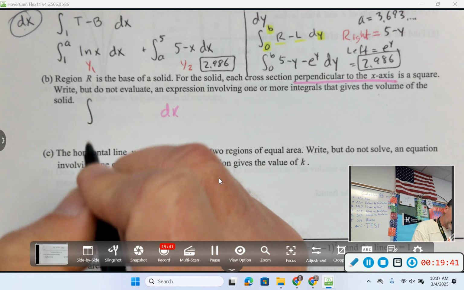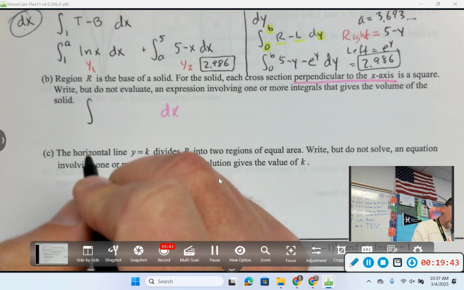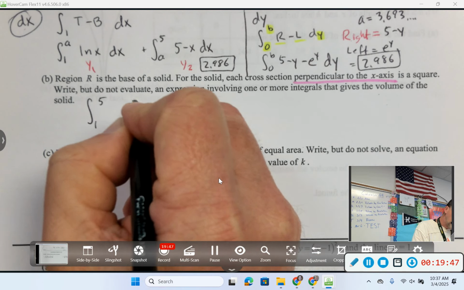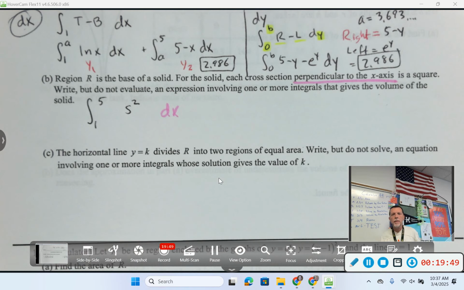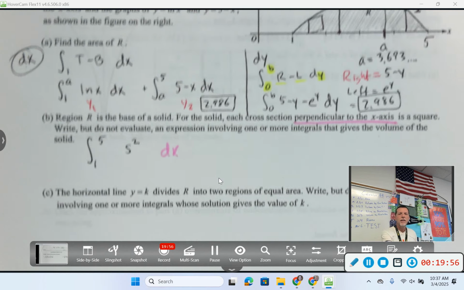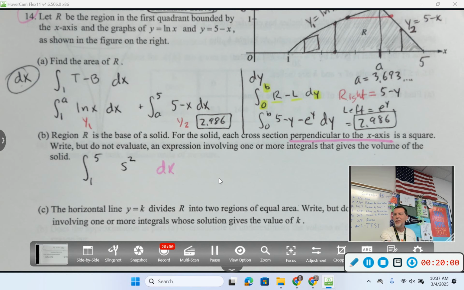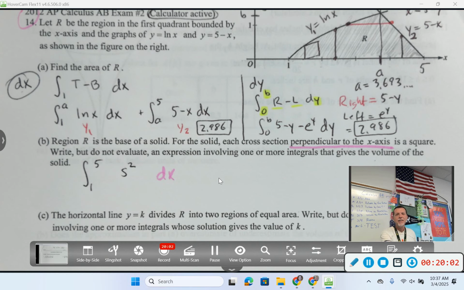So I'm going to add up my squares from 1 to 5 of s squared dx. I'm going to add up all the squares from 1 to 5. Uh-oh, we run into that same problem. What do I have to be careful about here? I mean, this isn't wrong, but the next thing I write, what's that? S equals. What does S equal?